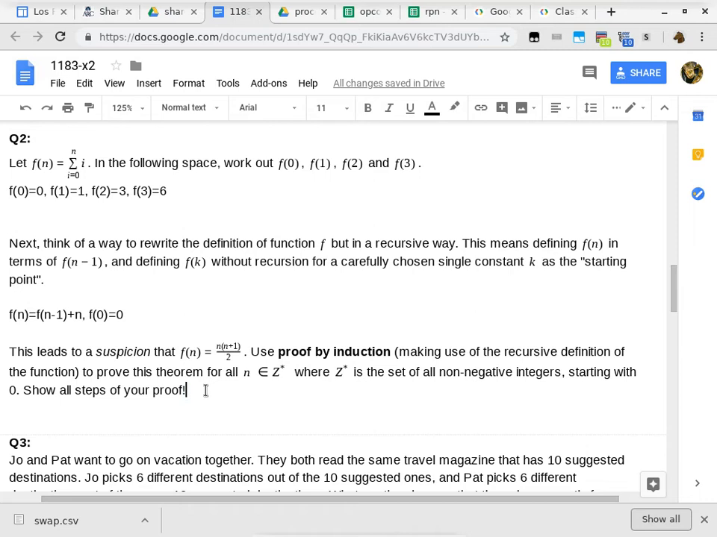So the next part here leads to a suspicion that f of n is n times n plus 1 divided by 2. And then we want to use proof by induction, making use of the recursive definition of the function to prove that this theorem, meaning this part here, is true for all n as long as n is a non-negative number. That theorem is true.